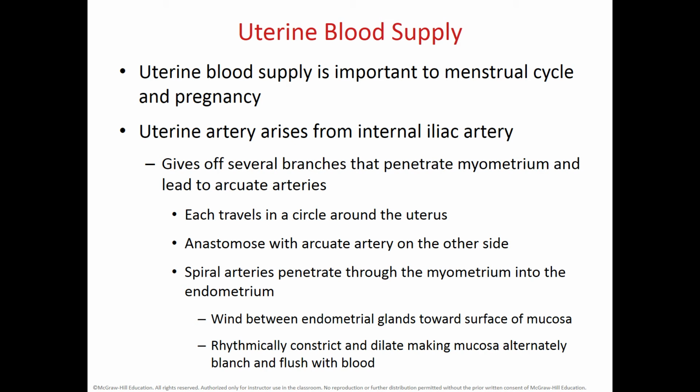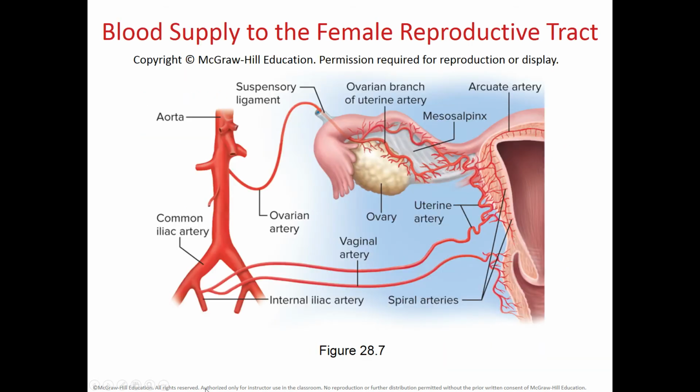And what it's going to do when you have this constriction is that you will have less oxygen going into the endometrium, and then these hypoxic conditions will lead to the shedding of the endometrial cells that are hypoxic, and this constriction will lead to the cramps that we feel during the menstrual cycle. So here is the blood supply then to the female reproductive tract.